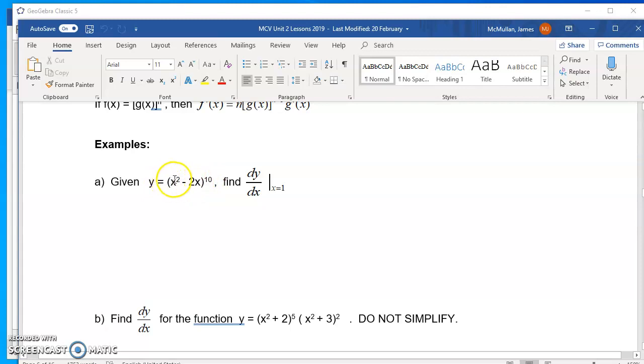But of course expanding it is not going to be an option when you're looking at something like this, right? x squared minus 2x to the power of 10. You're not going to be able to expand that. You're not going to be able to expand something like this either, right? This is just an insane amount of work if you're doing it that way.